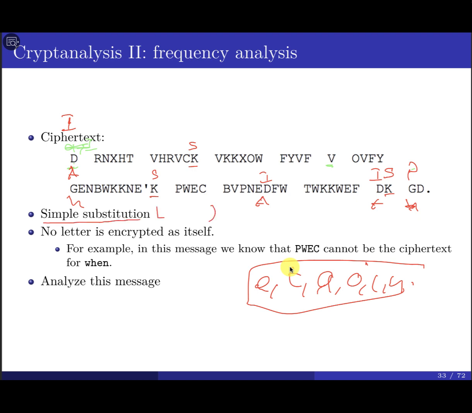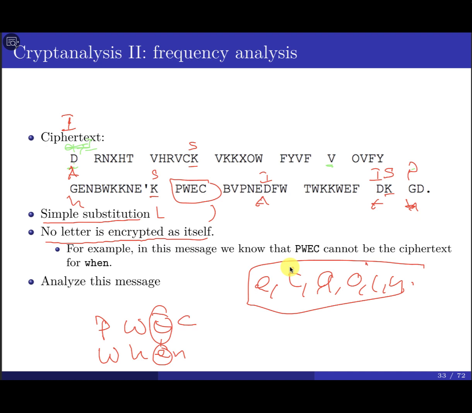We permute one letter by another. So this means A is going to be B, C is going to be X, or whatever. So it's not a monoalphabetic cipher. We assume that no letter is going to encrypt as itself. So for this one, for example, if you have P, W, E, C, you know for sure this one is never going to be E, because E cannot be encrypted as itself, I mean.